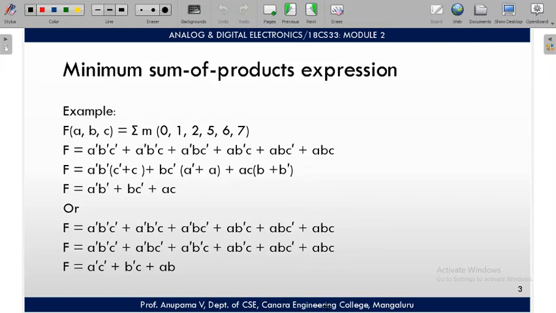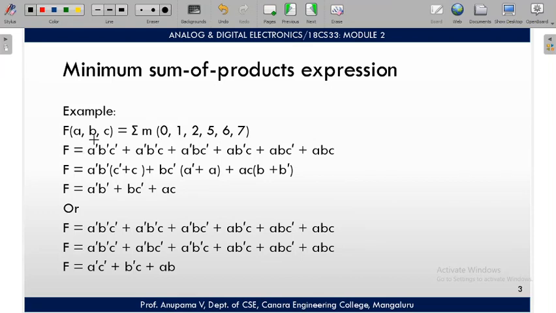Let us see how to convert an expression into minimum form of switching function. The minimum sum of product expression can be obtained by applying various Boolean laws, that is using algebraic technique. Simplify f of a, b, c is equal to summation m of 0, 1, 2, 5, 6, 7. So let us expand this by writing binary equivalent of decimal minterms.